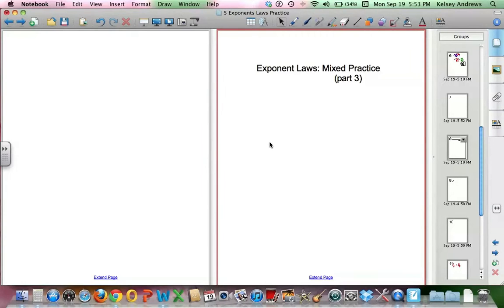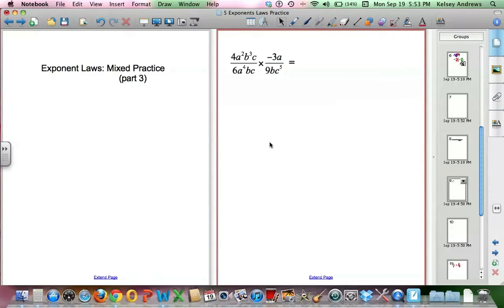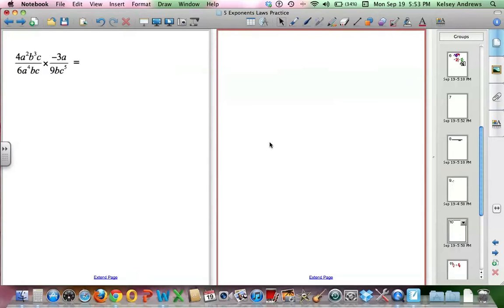Hi, it's Miss Andrews and Miss Conley again, and we have our last bit of our mixed review, part 3, our exponent laws. We have 2 problems to go over still. So this first one, we have a multiplication of our fractions.